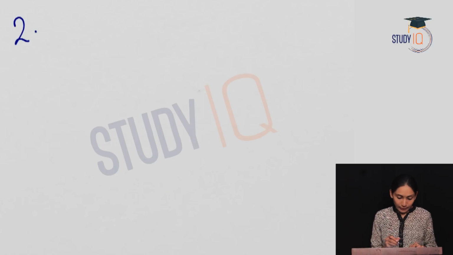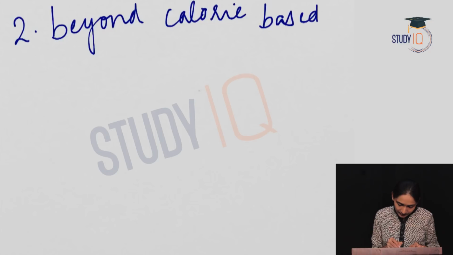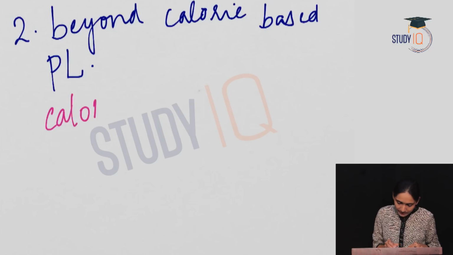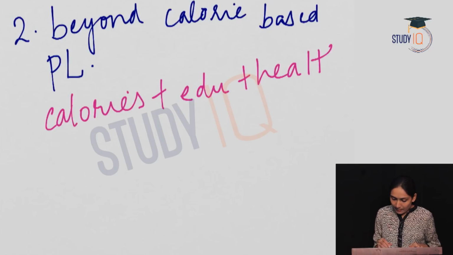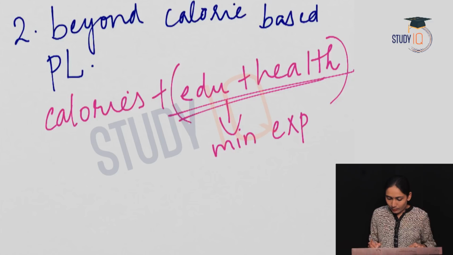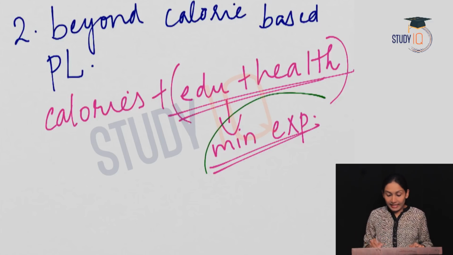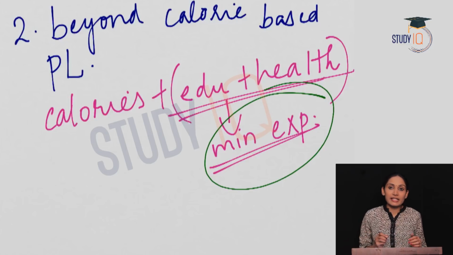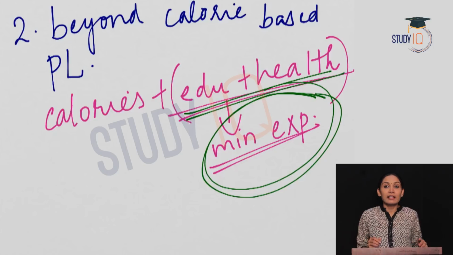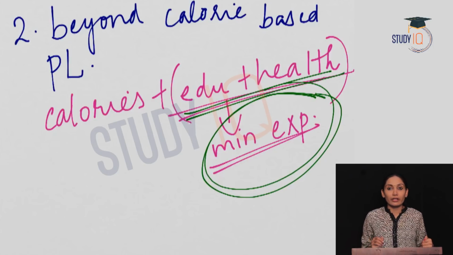Secondly, the committee recommended a beyond calorie based poverty line. This means that the Tendulkar Committee recommended calories plus education plus health. The committee said that minimum expenditure on education and health must be considered while estimating the poverty line. The committee highlighted the importance of education and health. It said that in a modern society, education and health are also considered basic necessities. So a minimum expenditure on education and health must be included along with the calories in order to estimate the poverty line.